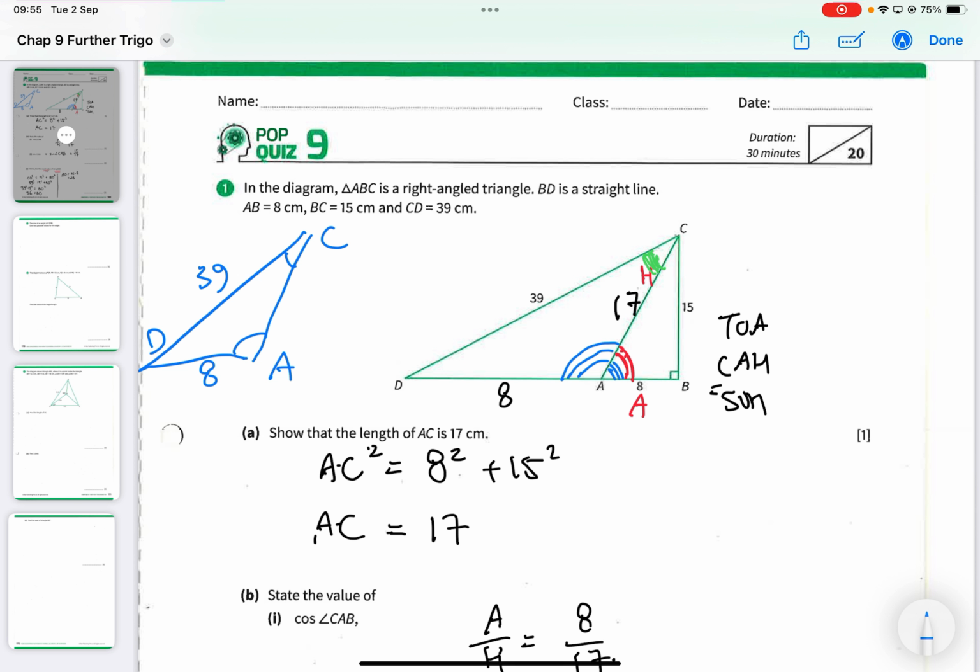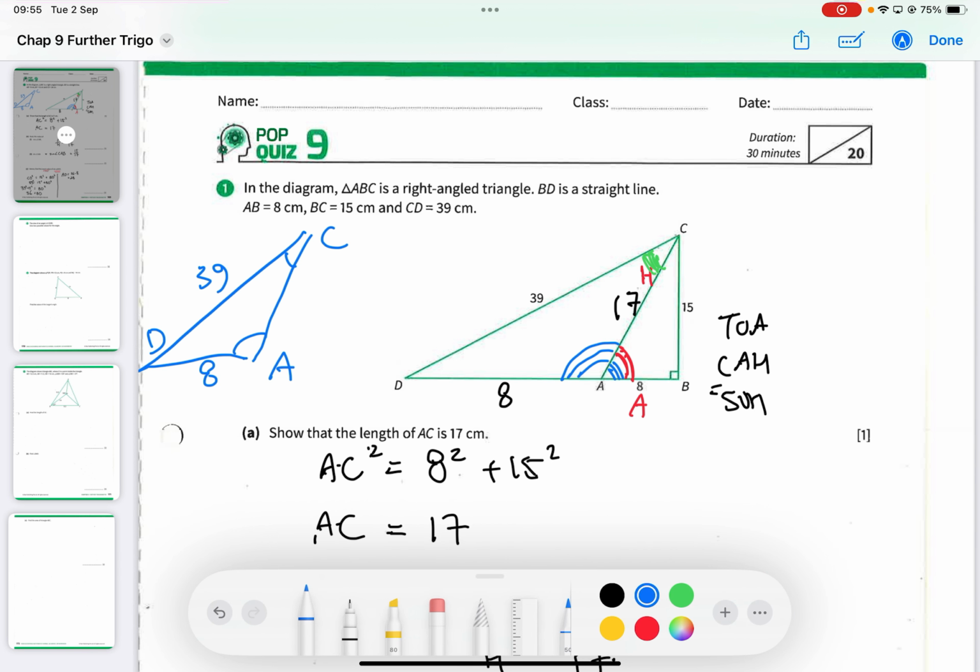I know the sine of CAB. Then I have this pair. Sine of CAB over 39 is the same as sine of this angle over 8. That is your sine rule. Sorry, 28.